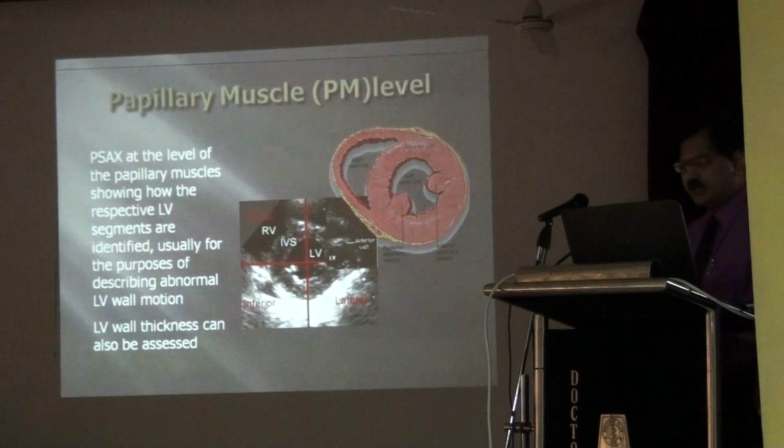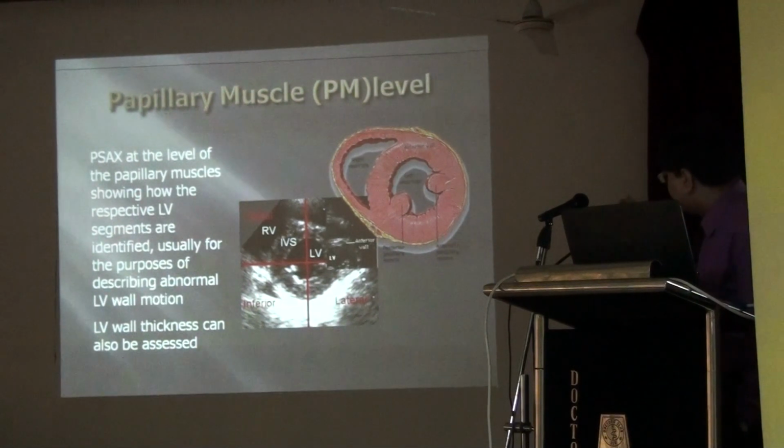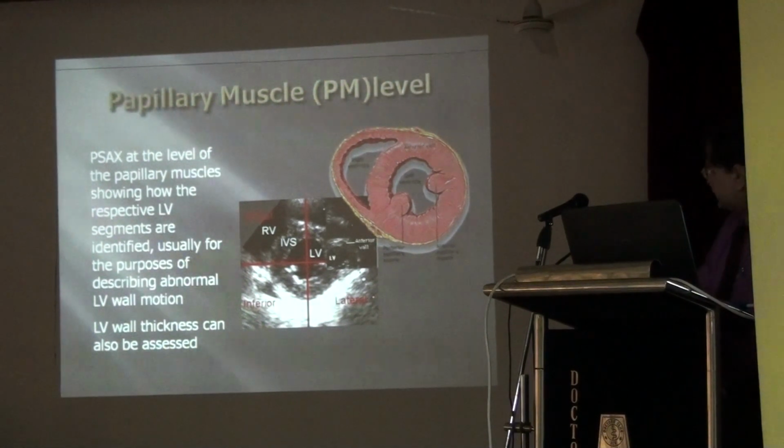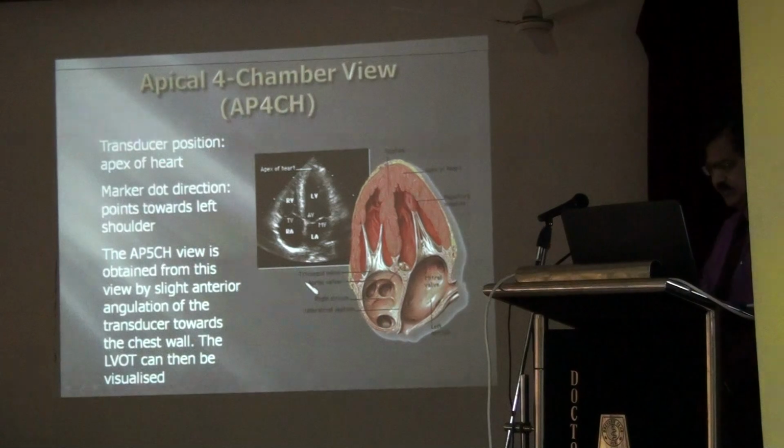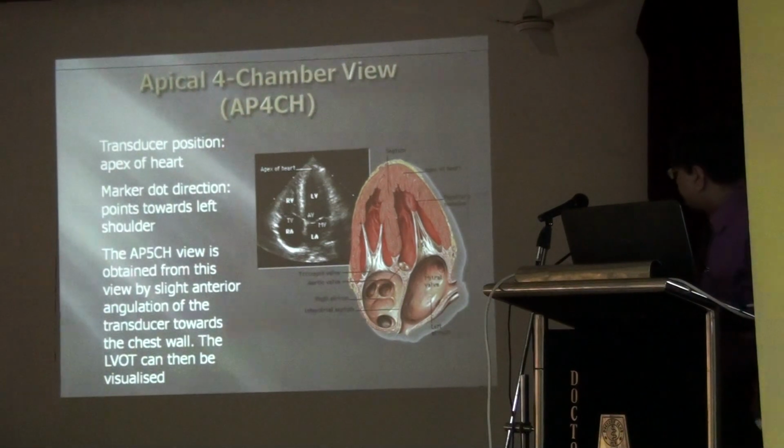Then you see there are the papillary muscles. This is the anterior papillary muscle, this is the posterior papillary muscle, this is the RV, and this is your short axis. Now the most common view is the apical 4-chamber.